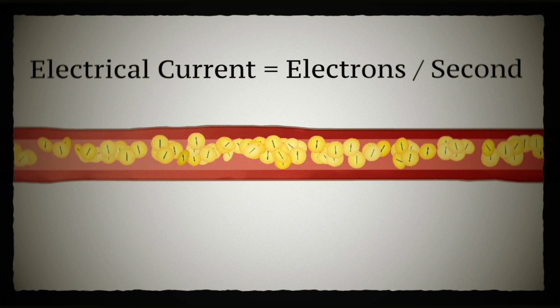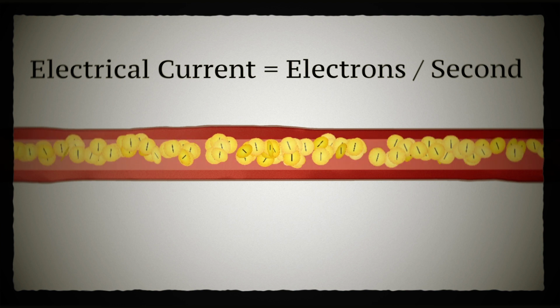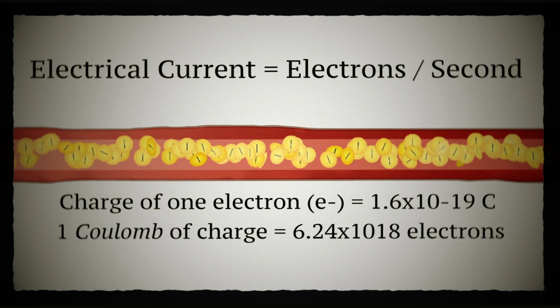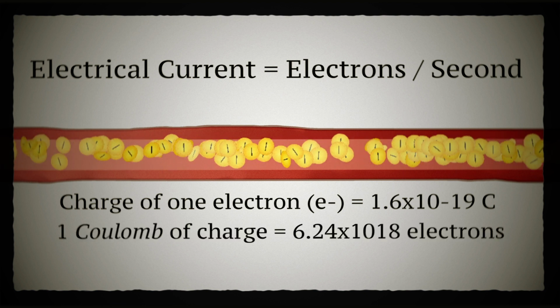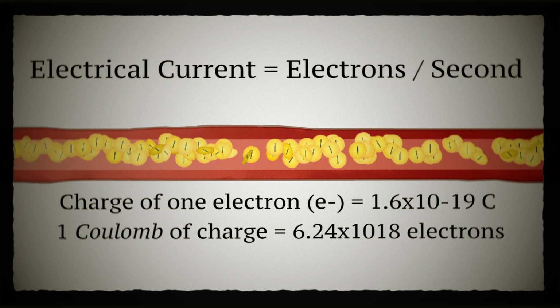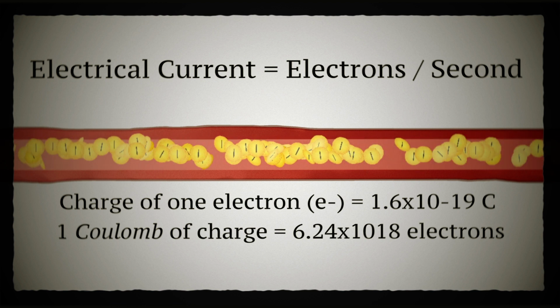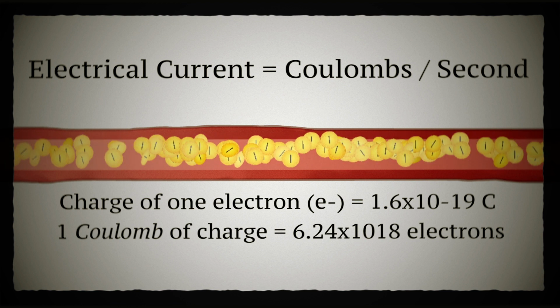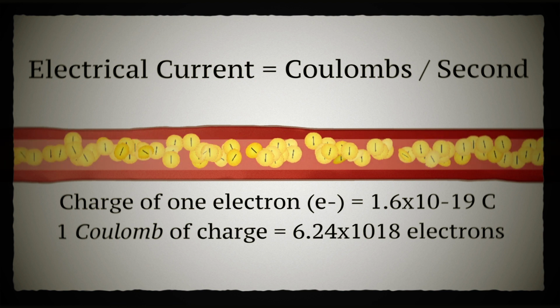We are interested in electrons because they have electrical charge, which has an SI unit of coulomb. Each electron has a negative charge of approximately 1.6 by 10 to the negative 19th power coulombs. So, when we have a large quantity of charge flowing through the wire, we can simply measure the number of coulombs per second rather than the number of electrons per second.